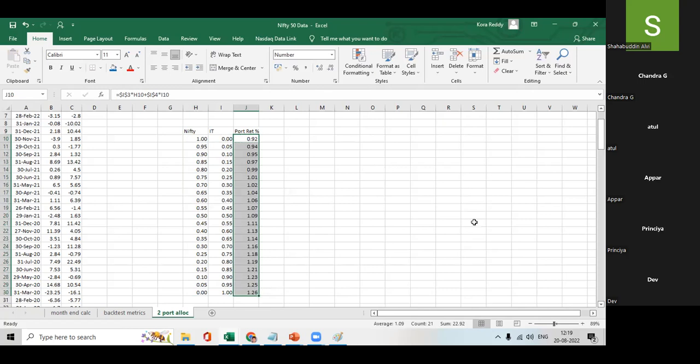So if you do 50-50 allocation, we get about 1.10%. 1.09. If you do only Nifty, we get 0.92. If you do only IT, we get 1.26%.